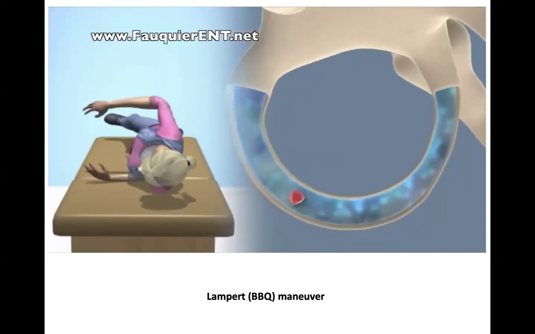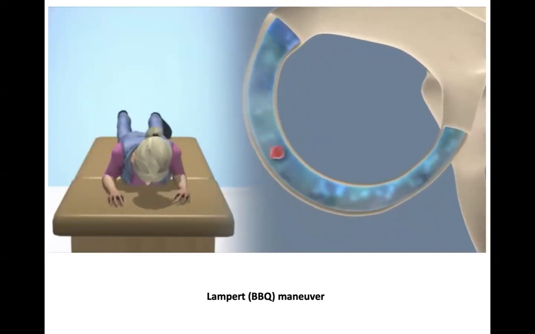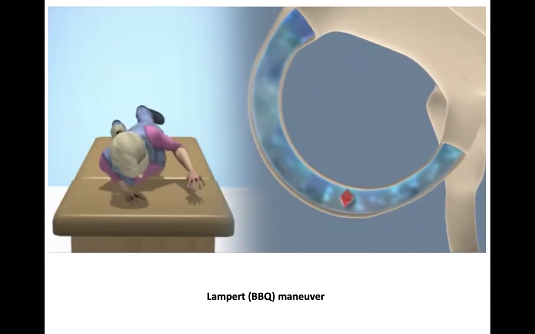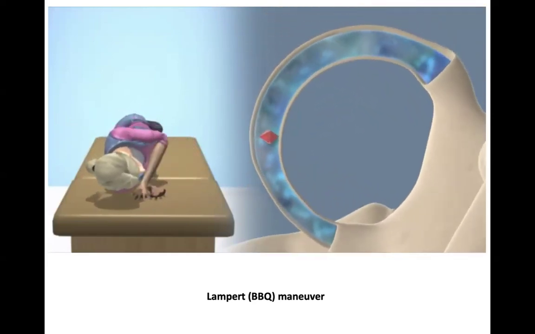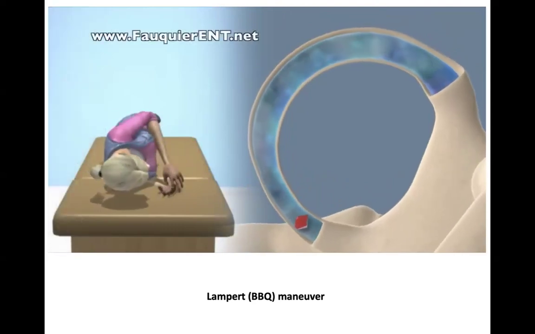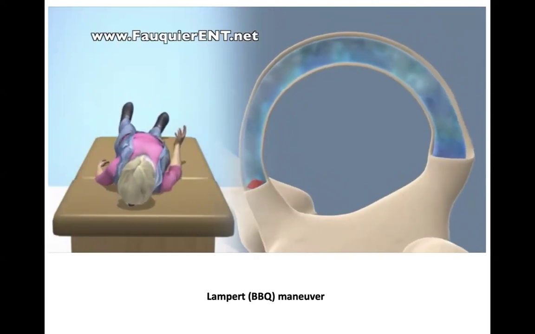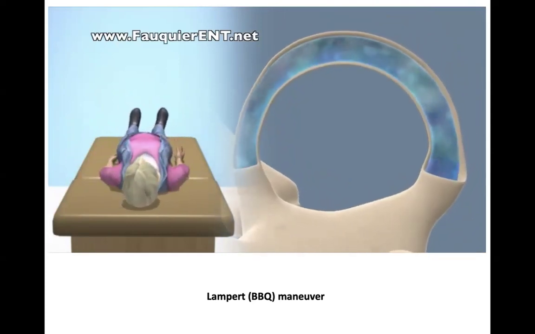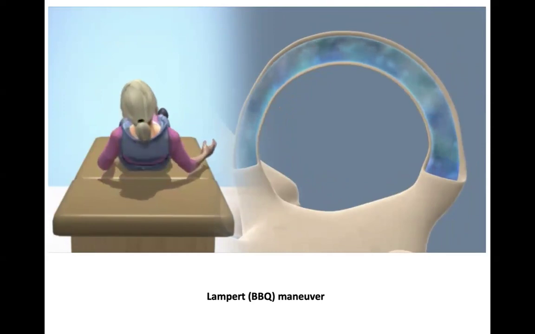It is also important that each of the head positions are fully turned, or else the crystal will not settle to the correct position in the canal and the maneuver will fail. Also, if the position changes are done too slowly, the crystal may not settle quickly enough from lack of momentum and the maneuver will fail. Once the crystal falls out of the canal, the dizziness should resolve if due to lateral canal BPPV.